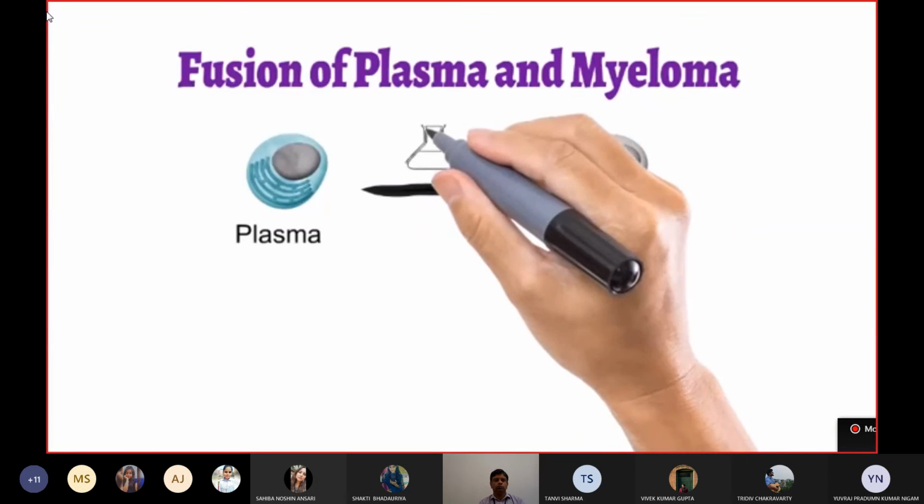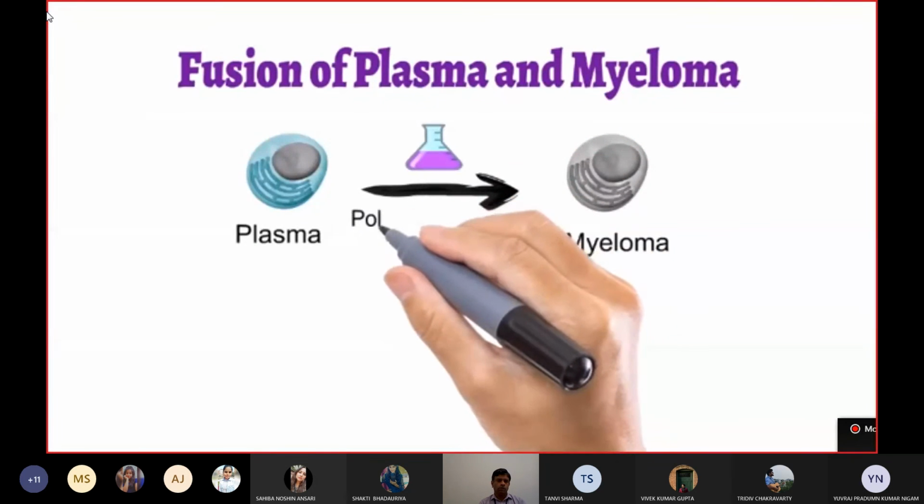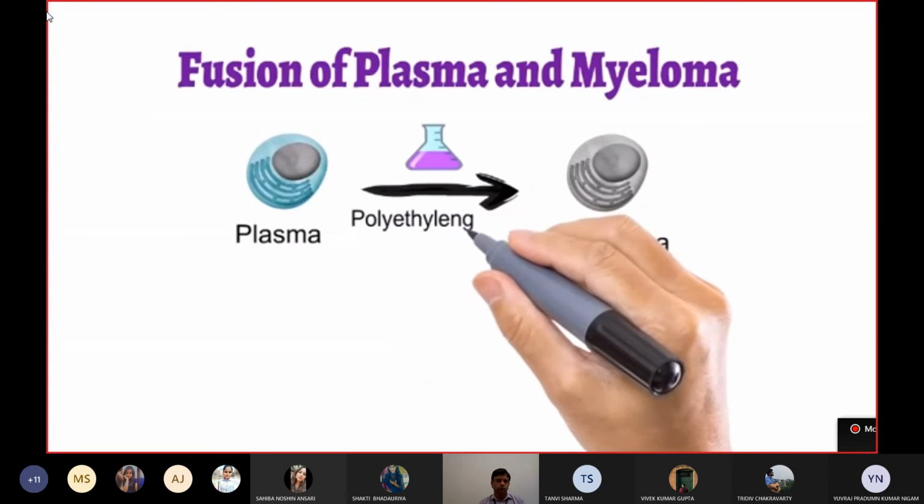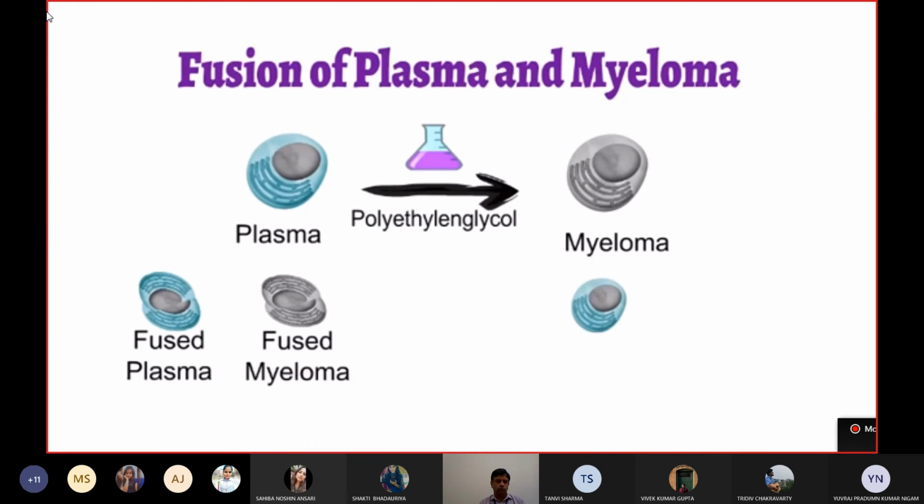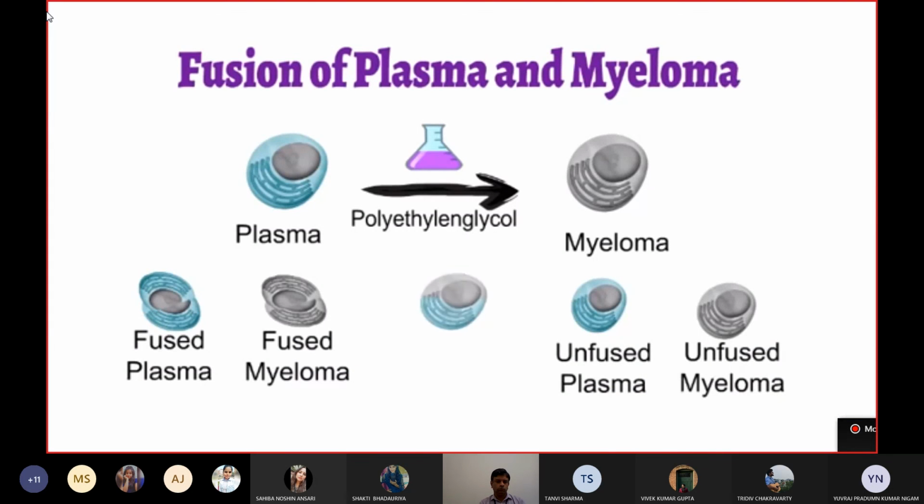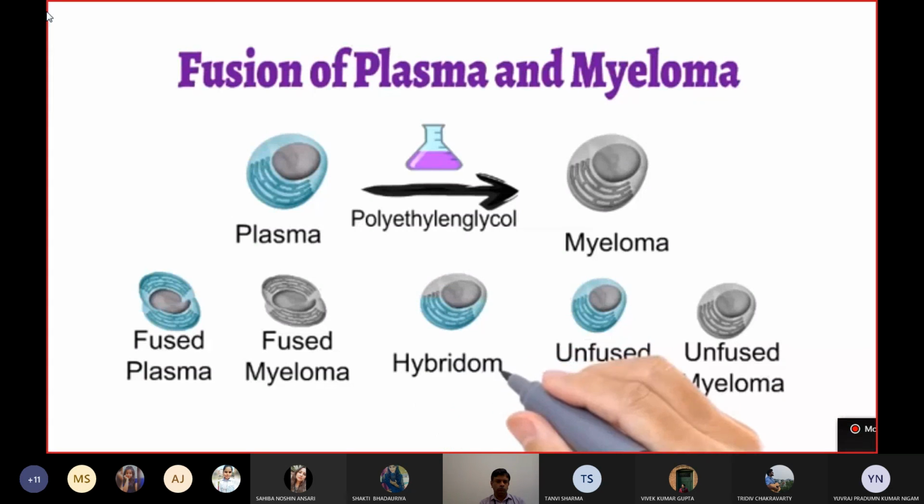The fusion procedure is carried out in the presence of polyethylene glycol, and sometimes electroporation can also be used. Since the fusion procedure is random, it is not the case that the plasma cells will always fuse with the myeloma cell, and therefore at the end of the fusion procedure 5 different types of cells are produced, and they are fused plasma cells, fused myeloma cells, unfused plasma, unfused myeloma cell, and the most important hybridoma cell.